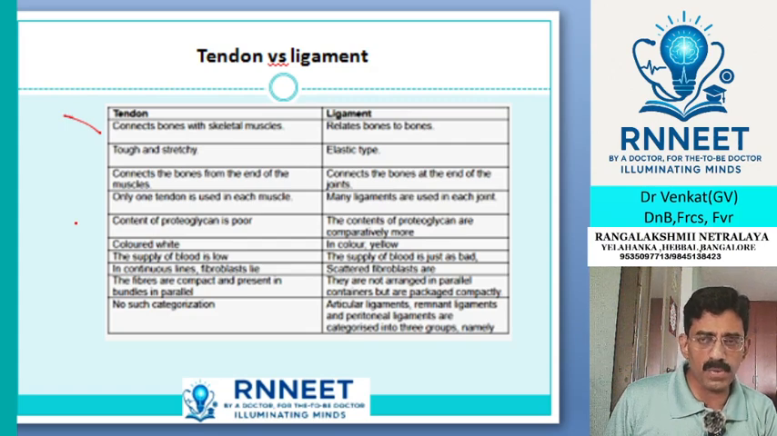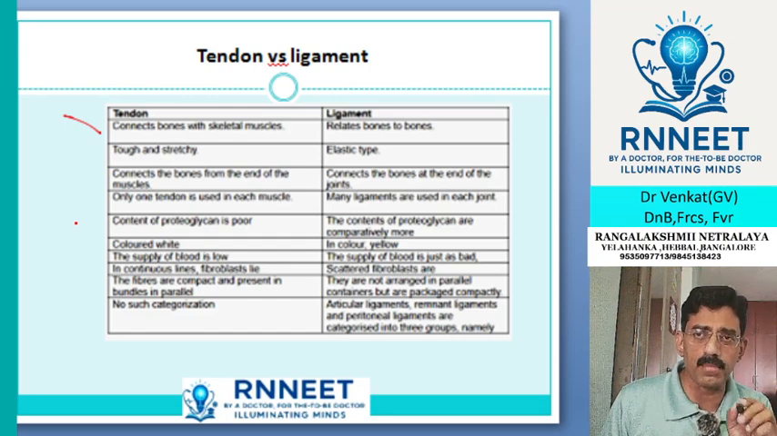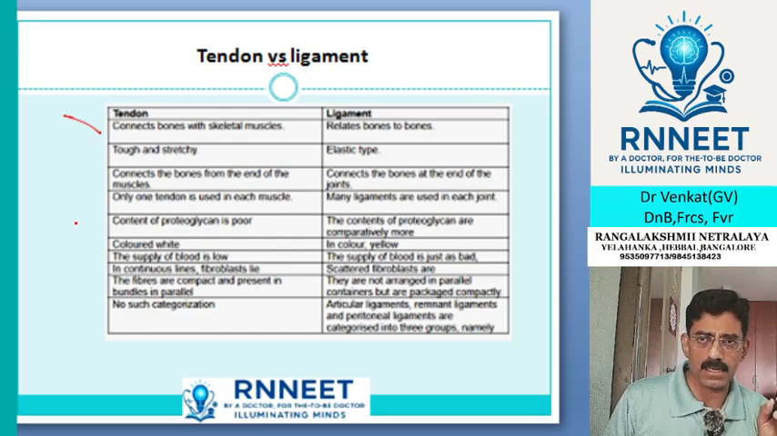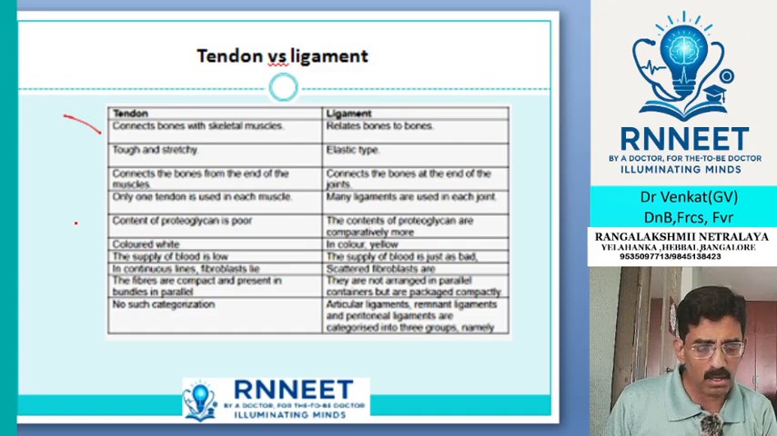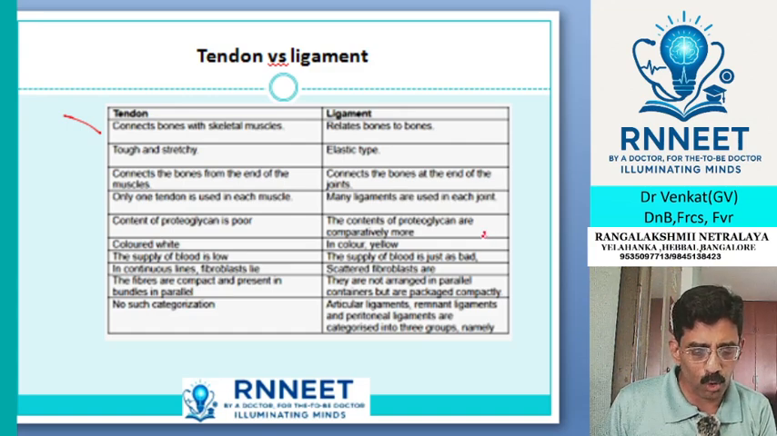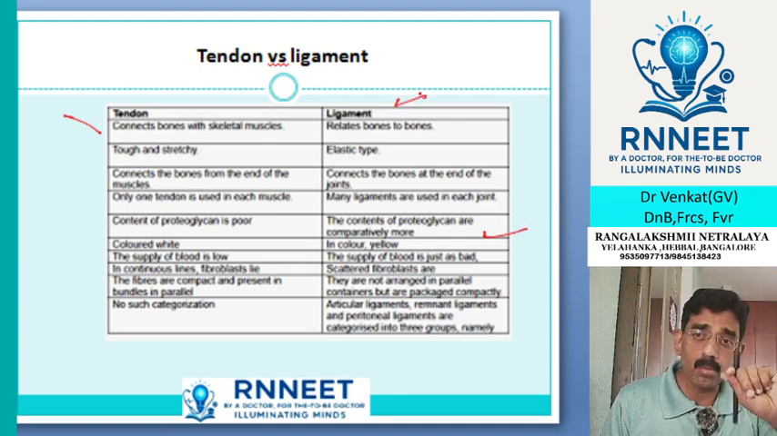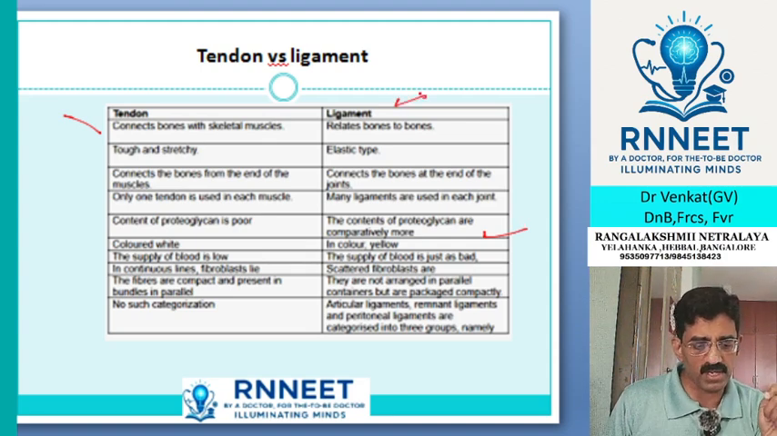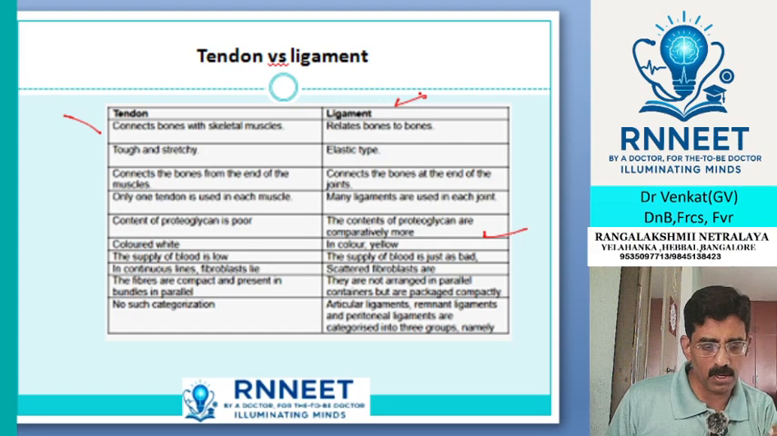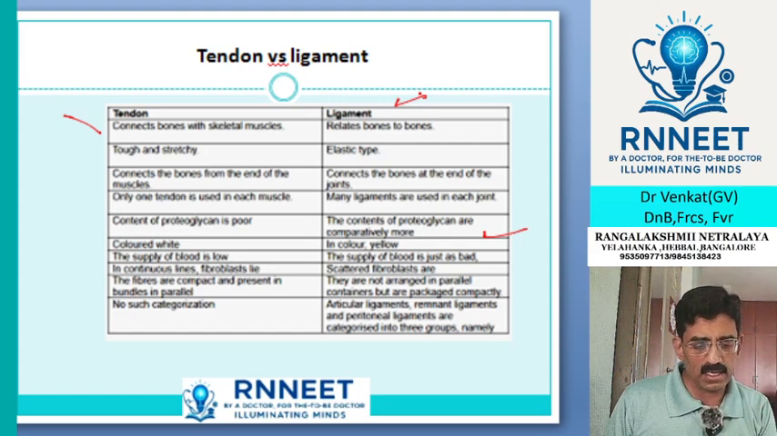content is typically more of proteoglycans. What is it that basically makes the ligament a little bit more elastic? It is basically a little more amount of elastin and the presence of proteoglycans. These proteoglycans make the ligament more pliable. Okay, so it makes it a little bit more flexible. And there are different ligaments.